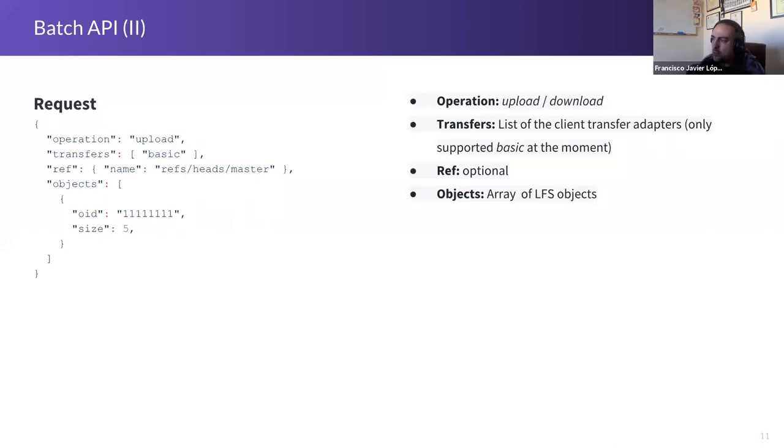Okay, this is what the request to the batch API looks like. We have an operation field, and it can only be upload or download. We have the transfer field, which is a list of the client transfer adapters, and only basic is used at the moment. We also have the ref, which is a reference in the repository. And the main param, objects, which is an array of LFS objects to interact with. Okay, so in this example, what we want to do is upload this object. Okay, this is how we tell the batch API, the batch endpoint, hey, I want to upload this object. How do I do it?